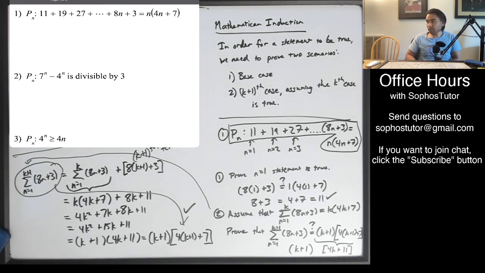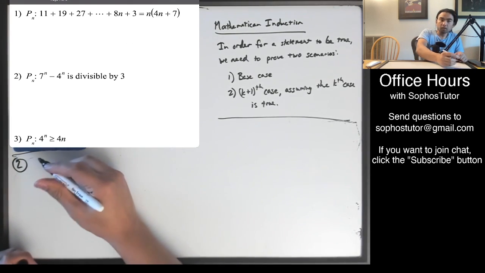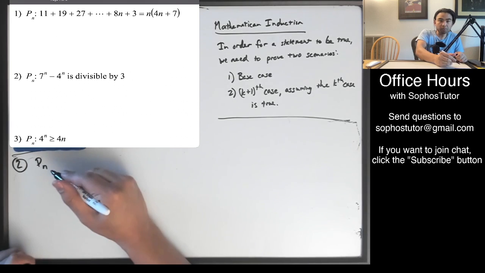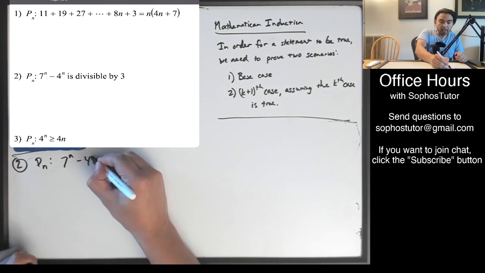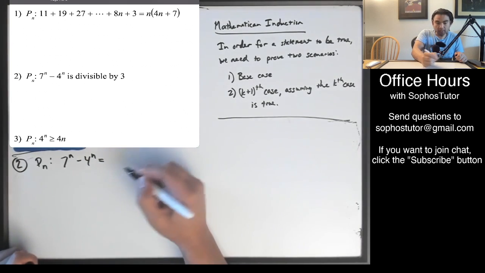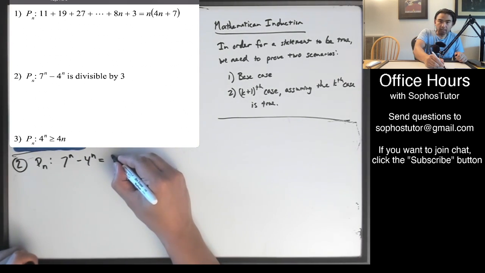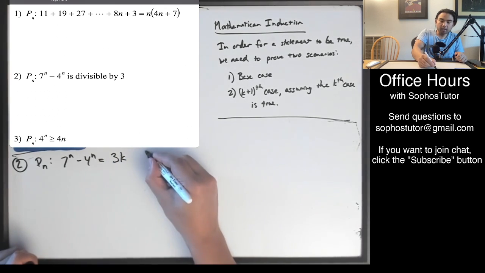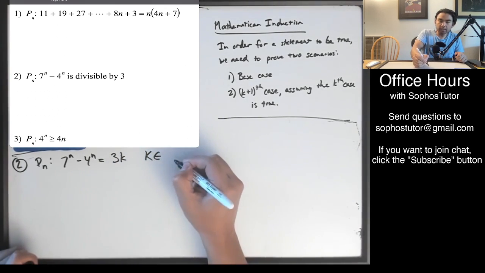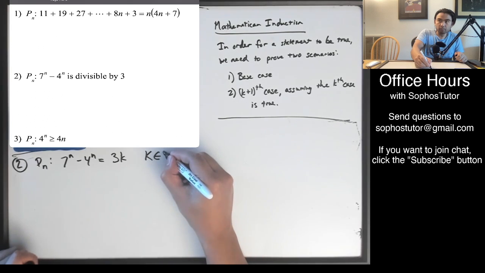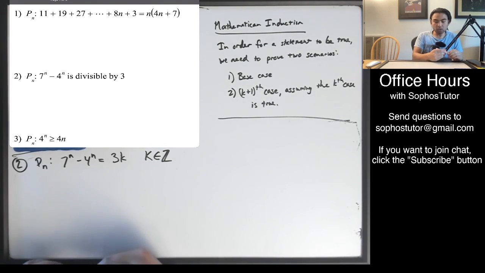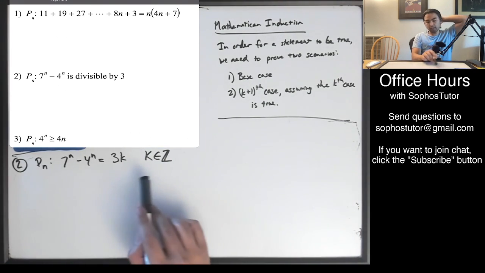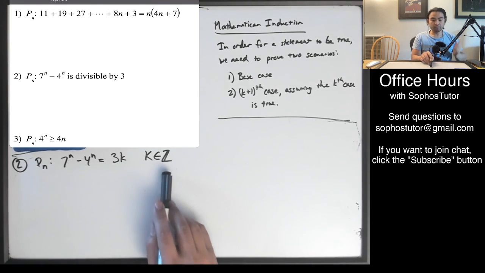Okay. All right. Let's go ahead and try the second problem. So problem number 2, we have a statement. We are trying to prove that 7 to the nth power minus 4 to the nth power is divisible by 3. So we can write that as 3 times k, where k is an integer, and you can write that as z here. We want to make sure that this is always a multiple of 3, where z is an integer.